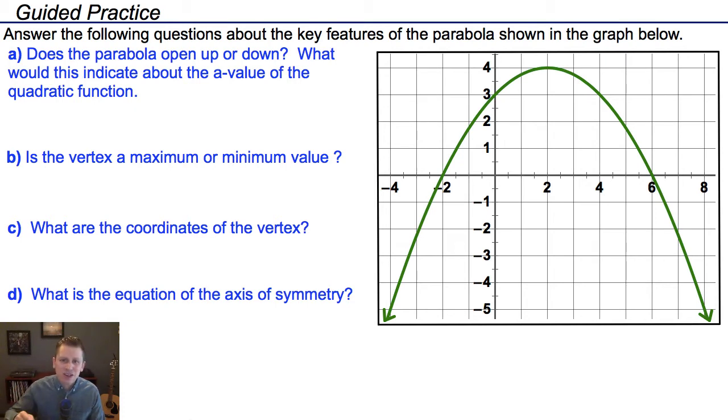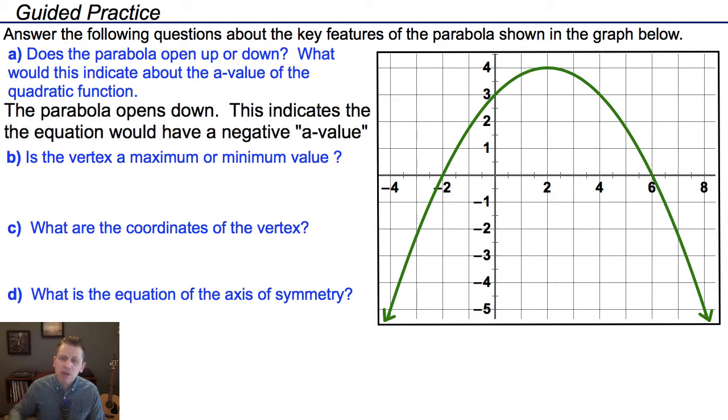The first question says, does the parabola open up or down? Well, does this look like a cup or does it look like a frown? In this case, to me, this looks like a frown, which means it opens downside. Well, when it opens down, what does it say about the a value from the equation? Well, when it opens down, the a value from the quadratic equation will always be a negative a value.